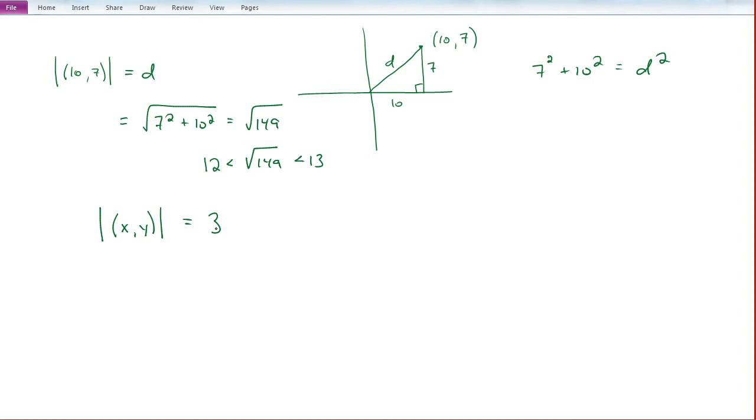Well, if you understand the definition of absolute value, you would say the set of points (x, y) that is always the set of points that are equidistant from the origin.